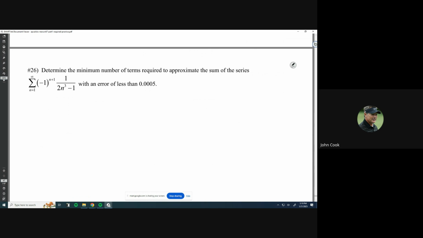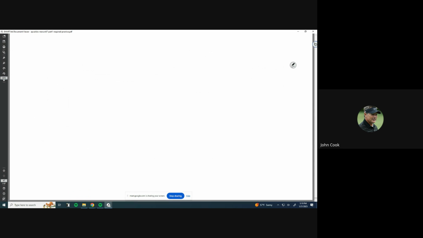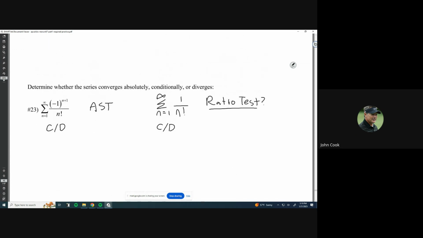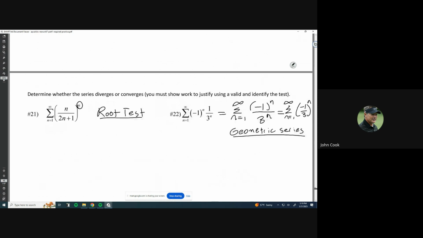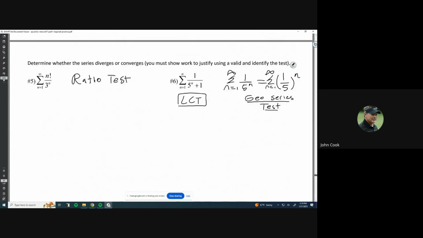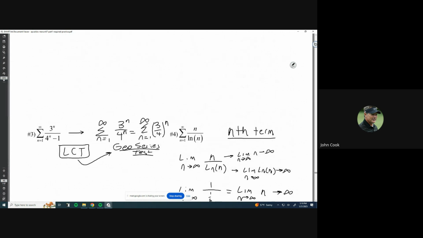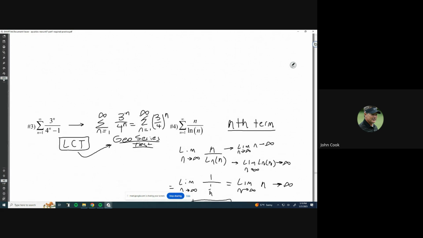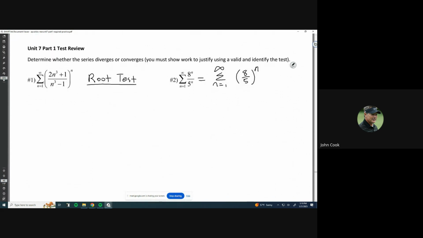Okay, 26. Determine the minimum number of terms required to approximate the sum of the series. So this is like error. I'll do number 26 in its own separate video. Okay, so that's it for this one, just determining which method to go with, and then we'll make a video going over all those. Starting now, we'll do the first page and all that in order.